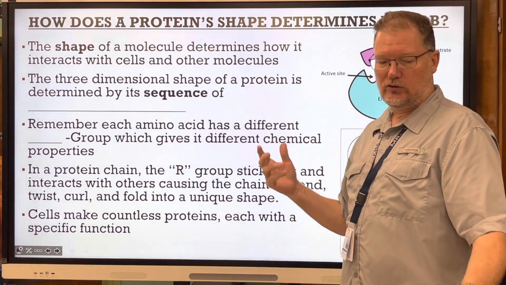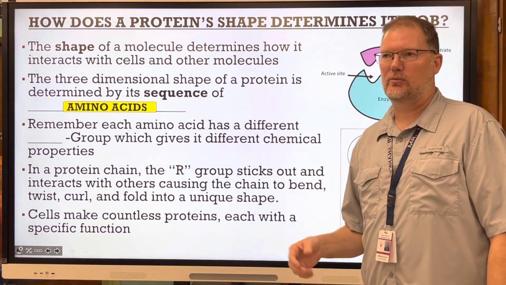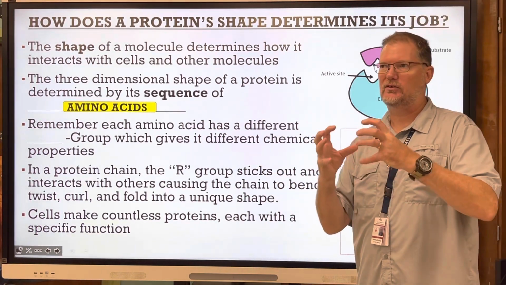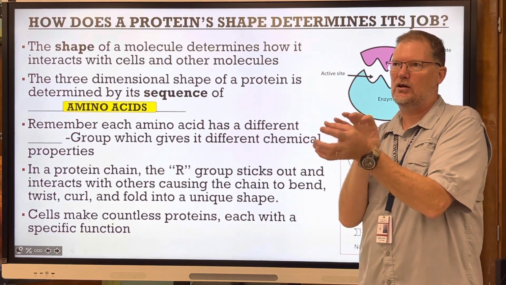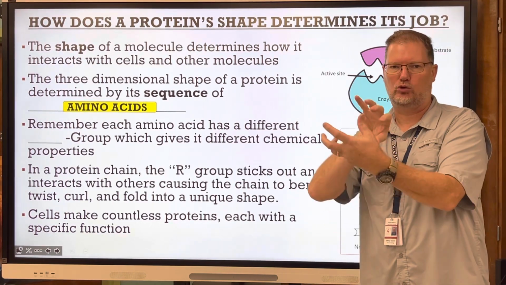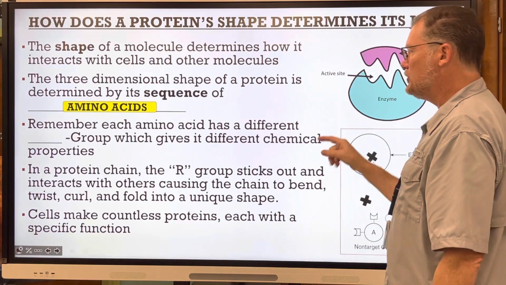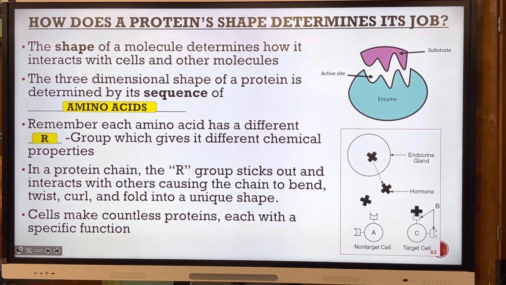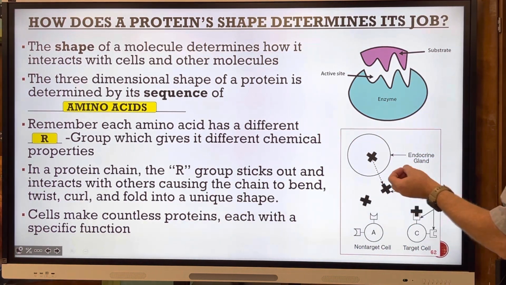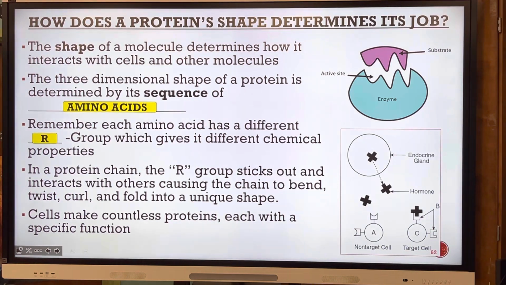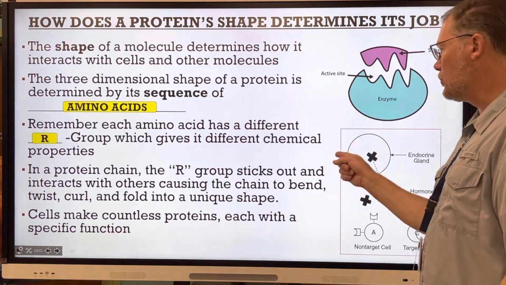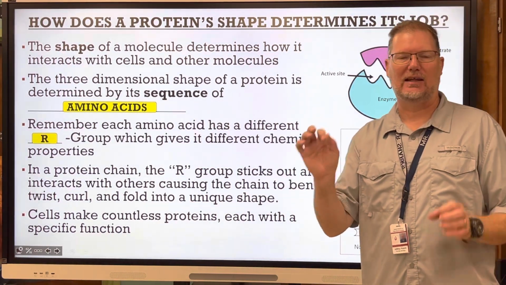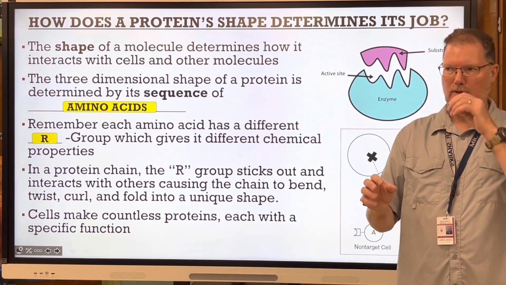So it's also determined by the sequence of amino acids. Depending upon how those amino acids connect to each other, it's going to make a different shaped protein. It's going to be all twisted up. Each amino acid has a different R group, remember, which gives it different chemical properties. In a protein chain, the R group sticks out, just like I said, the legs of a chair, okay?